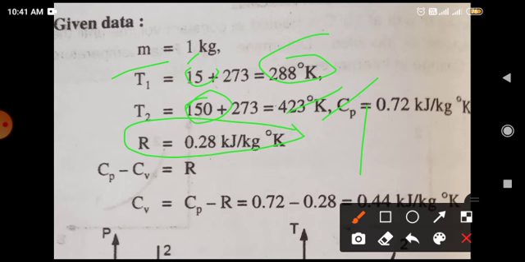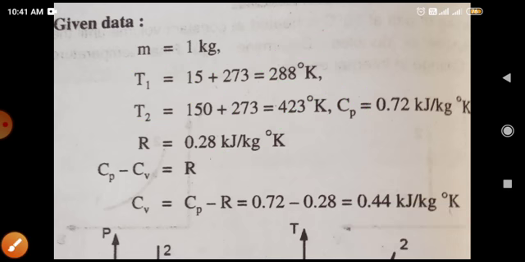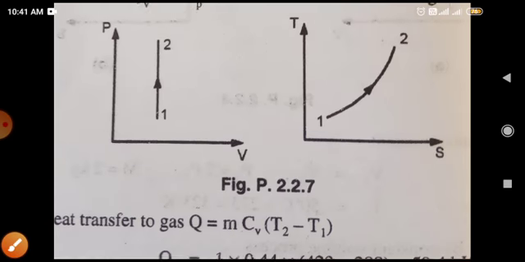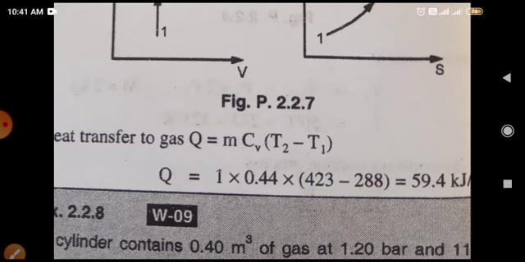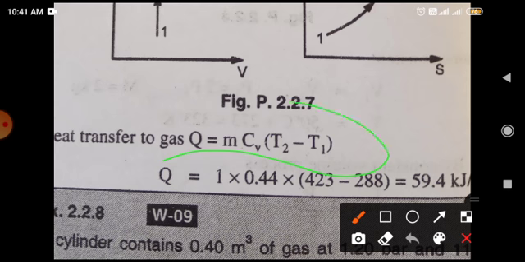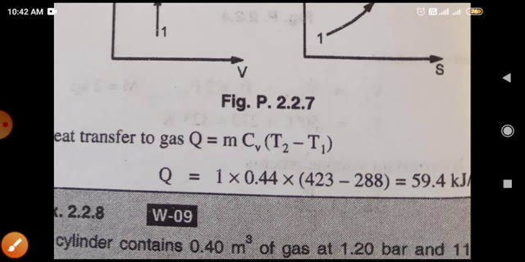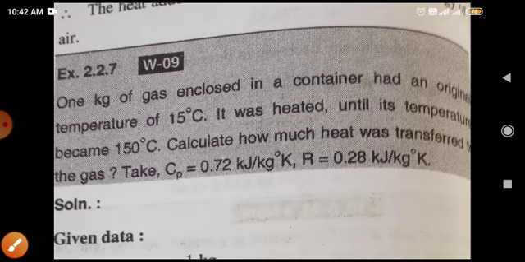Now Cp minus Cv equals R. Cv can be calculated as given. Cv equals 0.44. Now here you have the formula mCv delta T, that is mCv (T2 minus T1). By putting in all these values you will get the answer.